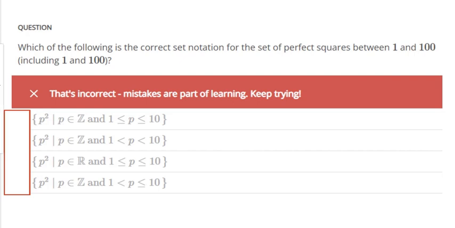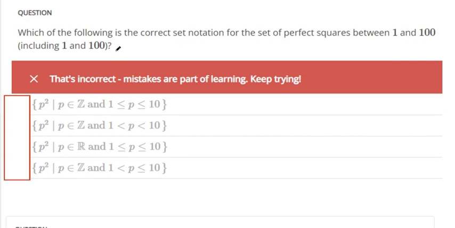Okay, so I pulled up a student's attempts on a few questions. The first question is, which of the following is the correct set notation for the set of perfect squares between 1 and 100? So that means we want our variable to be something that's squared. That's why they all start here.